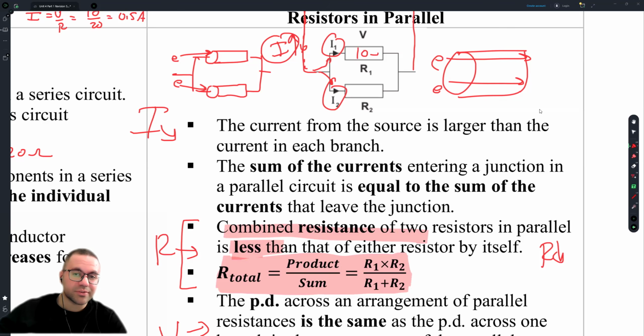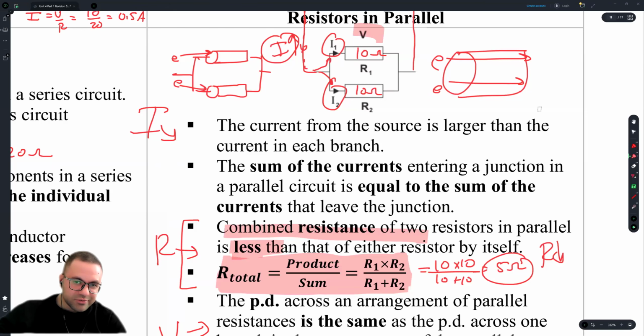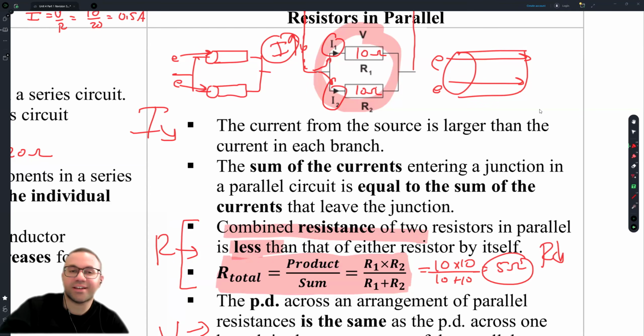So for example, if this was 10 ohms and 10 ohms, their combined resistance wouldn't be 20. It would be 10 times 10 over 10 plus 10, which gives me 5. The combined resistance of resistors in parallel decreases. And it has to be lower than the smallest resistor. So if I have 10 and 10, it has to be less than 10. If I have 10 and 20, still less than 10. If I have 10 ohms and 2 ohms, it has to be less than 2 ohms. The resistance just decreases, drops hard.